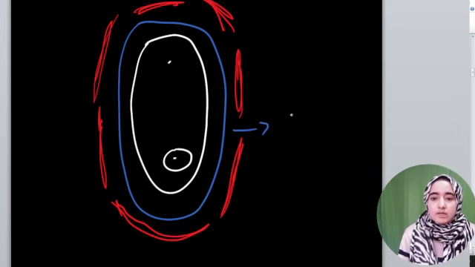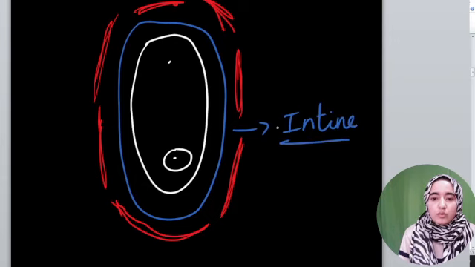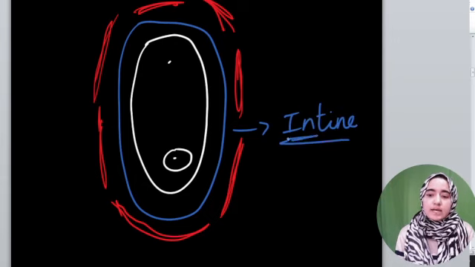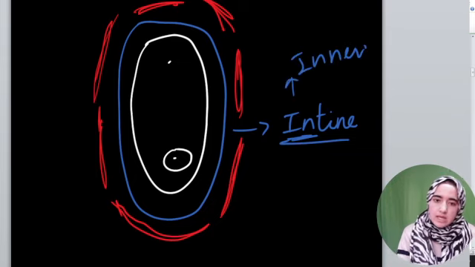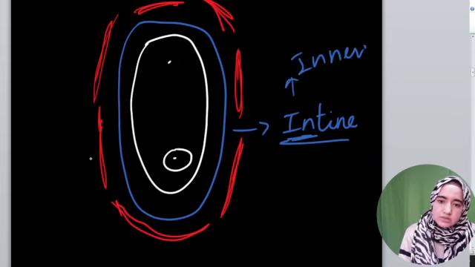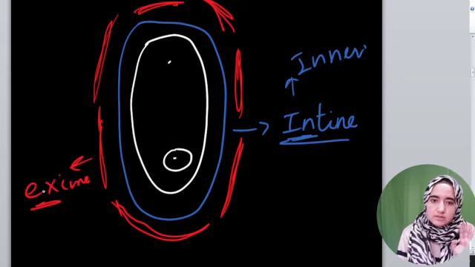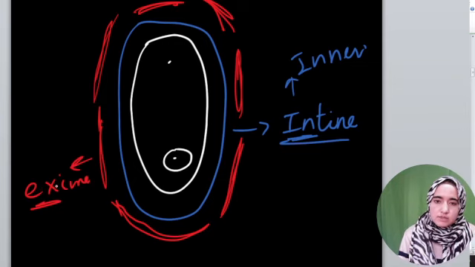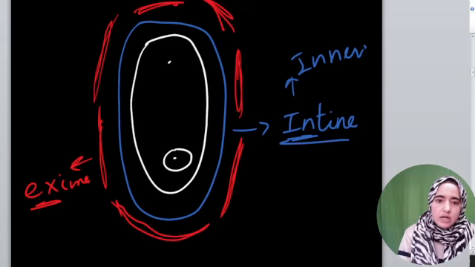This layer is the inner layer. It's known as intine. How will you remember intine is the inner layer? Intine, it contains 'in', in means inner. And the outer layer is known as exine. Ex means exit. We usually exit from outside, right? So ex, you will remember exine. Intine and exine.